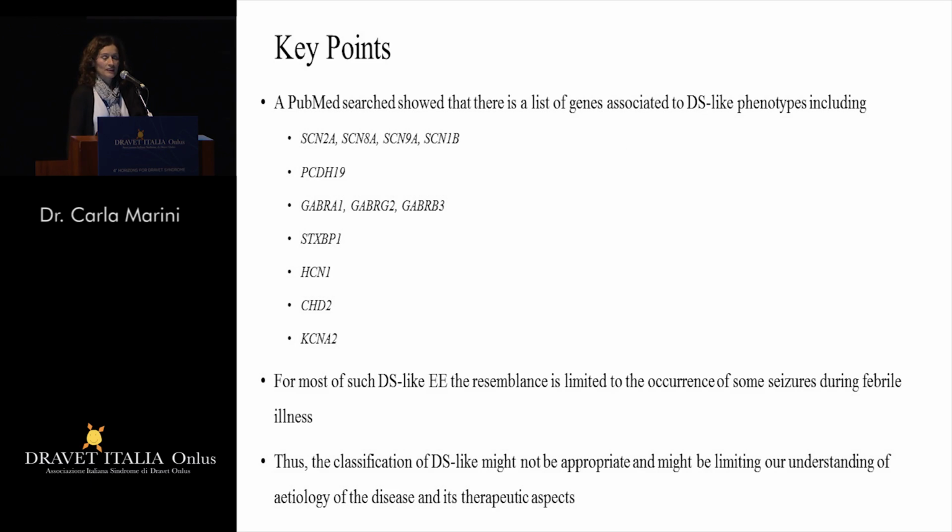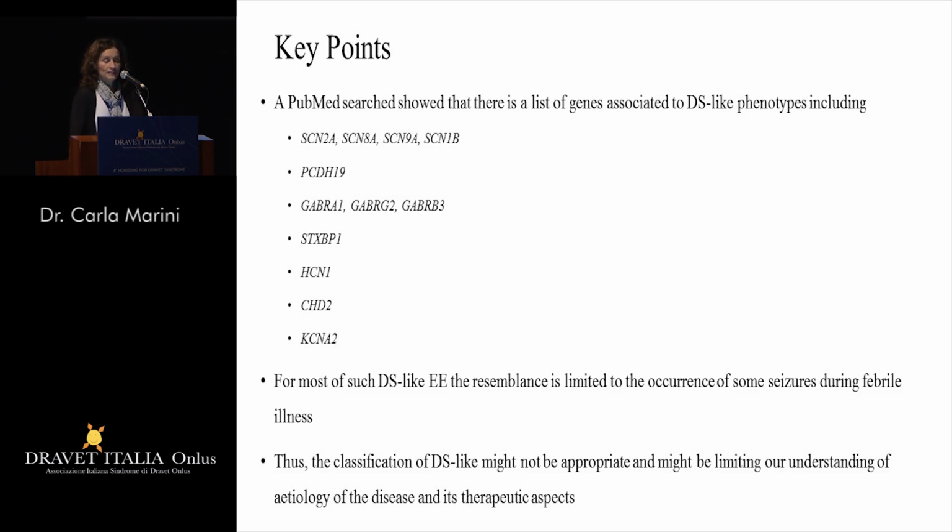If you go into PubMed and search for DS or DS-like phenotype and genes and genetics, you come up with a list of genes that I've reported in this slide. So we have additional alpha subunit sodium channel genes like SCN2A, 8A, 9A, and also SCN1B. We find protocadherin 19, some of the GABA subunits, STXBP1, potassium channel HCN1, CHD2, and also KCNA2. These are some of the genes listed for this phenotype.